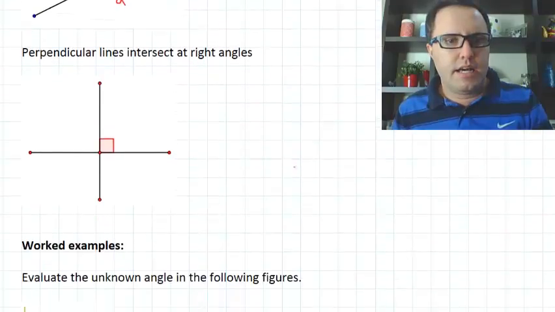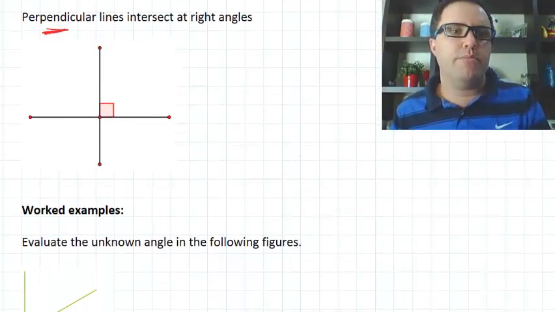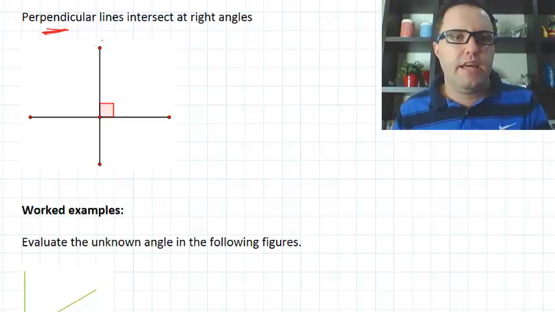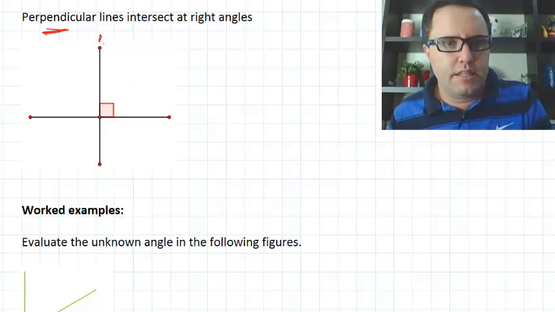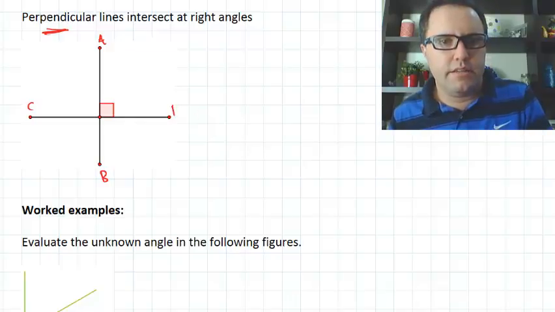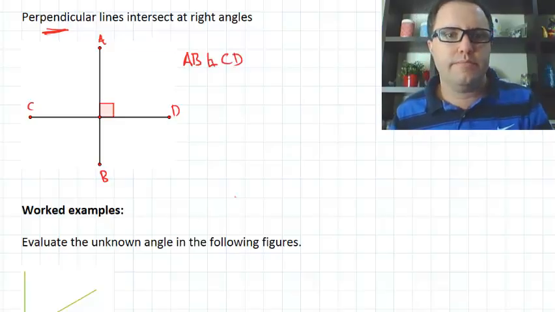And this one's just more of a word, so perpendicular, should have had that bolder, but perpendicular lines intersect each other at right angles. So if there's a right angle between these two lines, we say that line AB is perpendicular to line CD. So AB is perpendicular to CD. That's what that means.